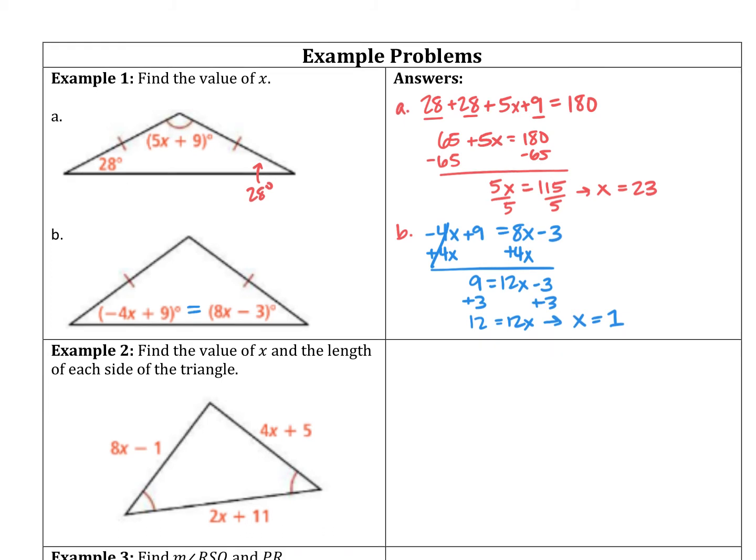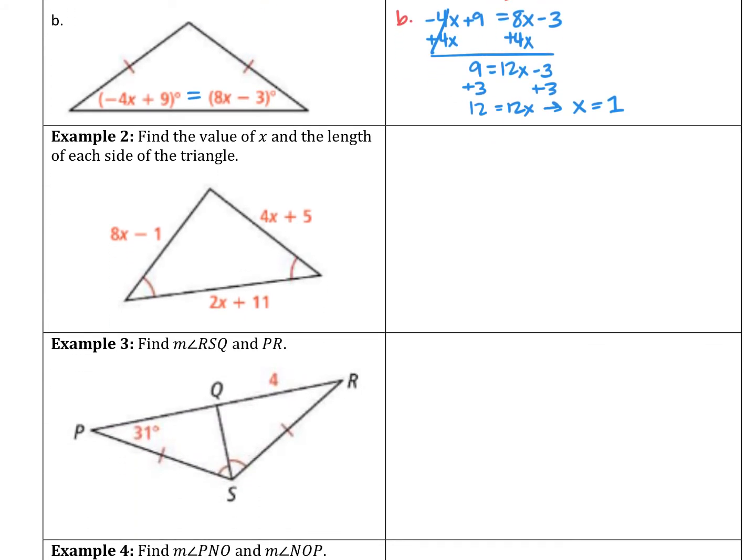Let's take a look at the next example. It says, find the value of x and the length of each side of the triangle. So I look at this picture, and the first thing that I'll see people do on this problem, the most common wrong answer I'll see, is they'll take all of these things and they'll say they add up to 180, because they're used to things adding up to 180 when we're looking at triangles. But we have to remember that what they're giving us here are expressions that represent side lengths, not angle measures.